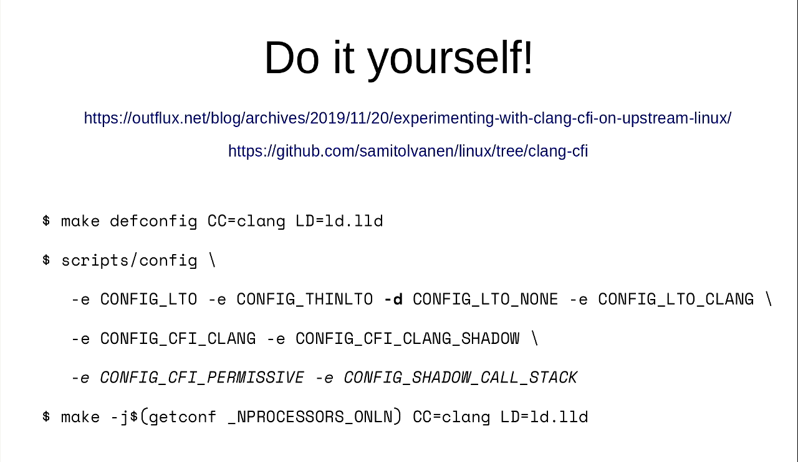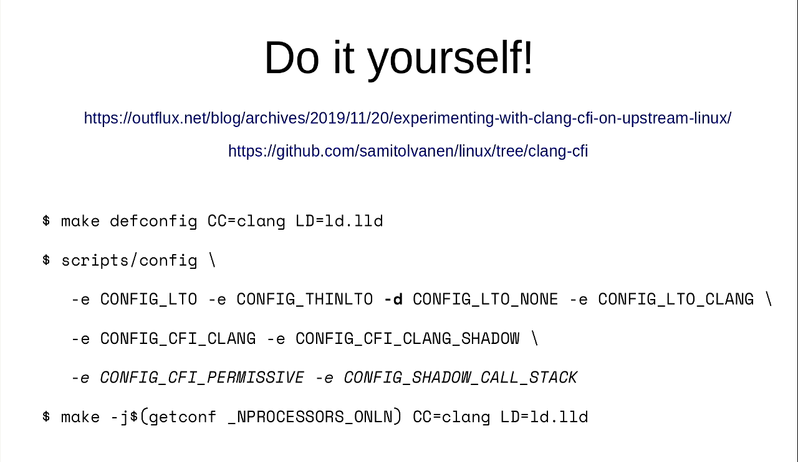And then those are all the configs to turn on. You're turning on LTO in a general sense, and then ThinLTO because you don't want to wait for an hour. And then turning off LTO none, because turning on LTO Clang doesn't turn off LTO none if you use scripts/config. And then you turn on CFI for Clang and this shadow cache for dynamic objects. I did not cover that.